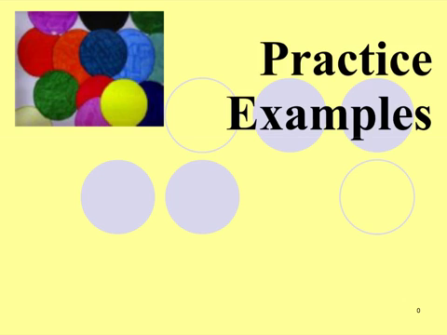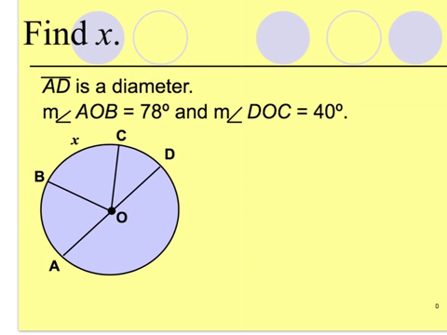So let's practice some of these. We would like to find x. You're given that AD is the diameter, and the measure of angle AOB is 78 degrees. I'm going to put that into my diagram. That is my central angle, and the measure of angle DOC is 40 degrees. So in order to find x, we need to find its central angle because they have equal values.